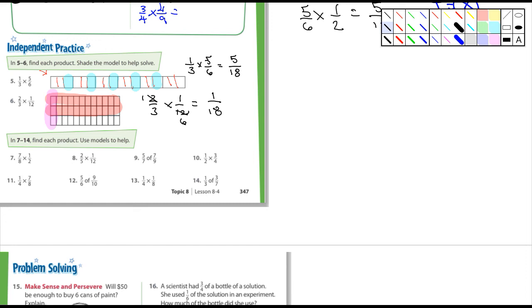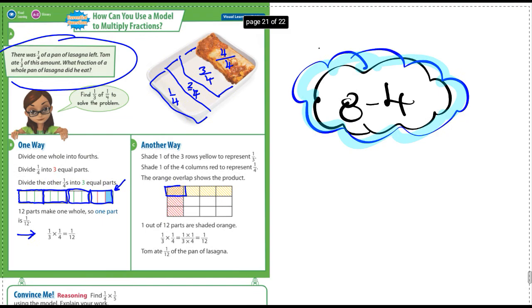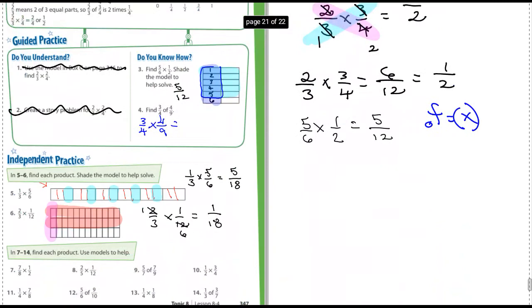Okay. 1, 2, 3, 4, 5, 6, 7, 8, 9, 10, 11, 12. All right. Yeah, we'll leave that at that. All right. Okay, I think you guys can do the rest of these. You don't have to use models. If they help you understand this, that's great. If they don't, then don't worry about it. Just go ahead and solve those.